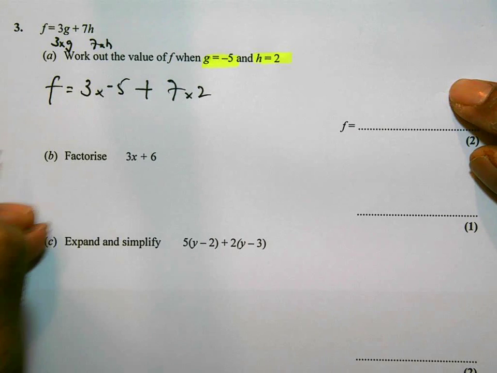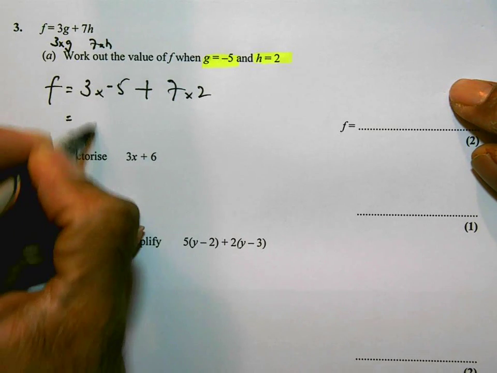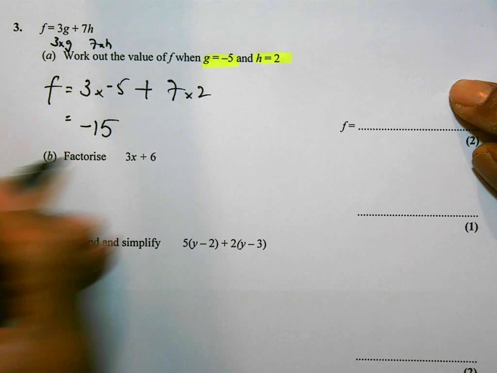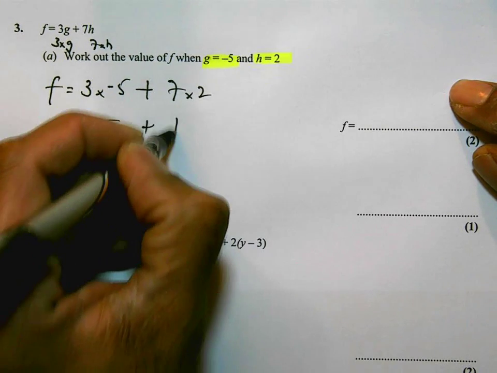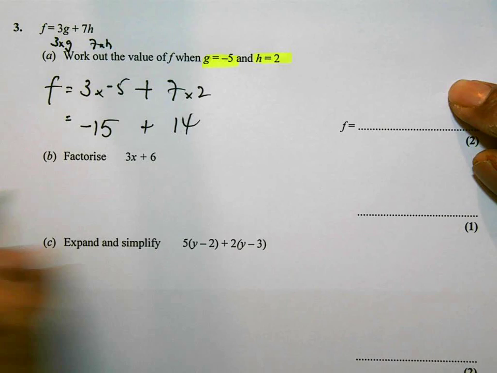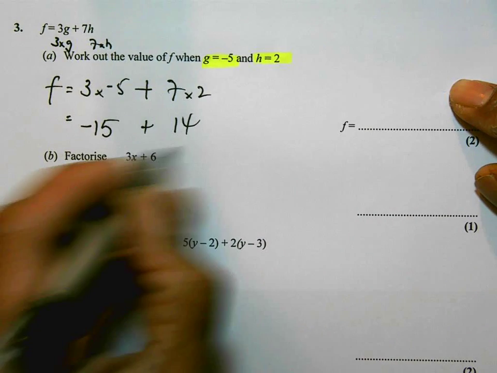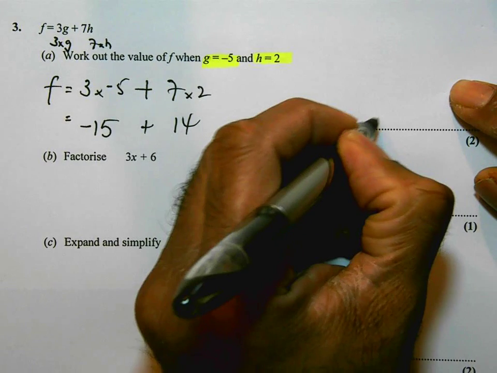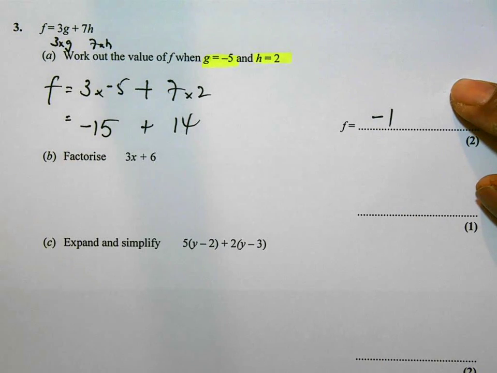3 times 5 is 15. 3 times minus 5 is going to be minus 15. Plus 7 times 2 is 14. I need to work these two out, and minus 15 plus 14 is going to be minus 1. So f is equal to minus 1. A pretty straightforward question there. To make sure we can do it, you're going to get full marks in that part, full 2 marks for that.